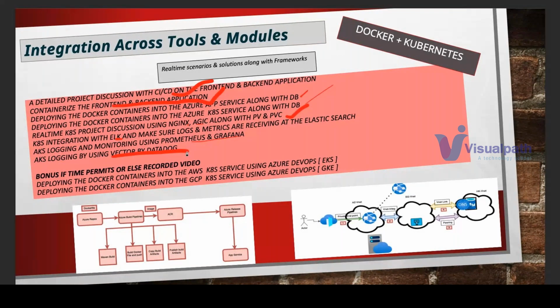I'm adding a bonus: how you can deploy a Docker container into AWS EKS and GCP GKE. I have not placed the service name here; I placed EKS and GKE. So how you can deploy those things by using Azure DevOps. That's the funny thing here. It's not like we are going to use the AWS cloud or the GCP cloud. We are going to use Azure DevOps to deploy into AWS and GCP.